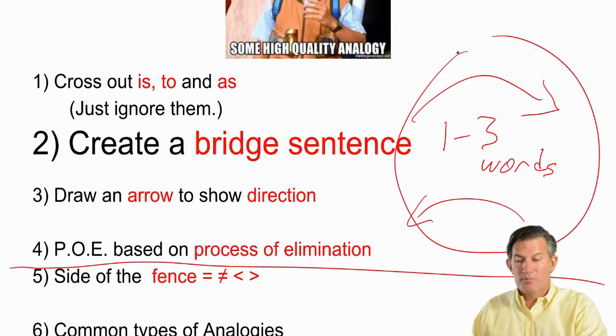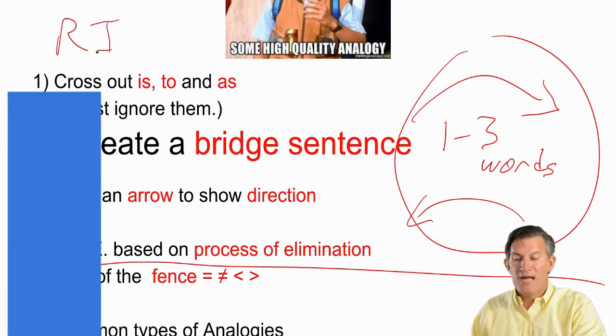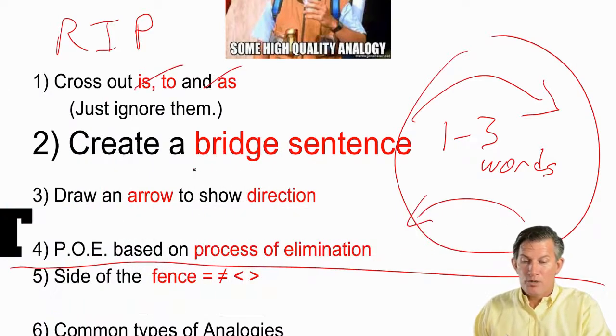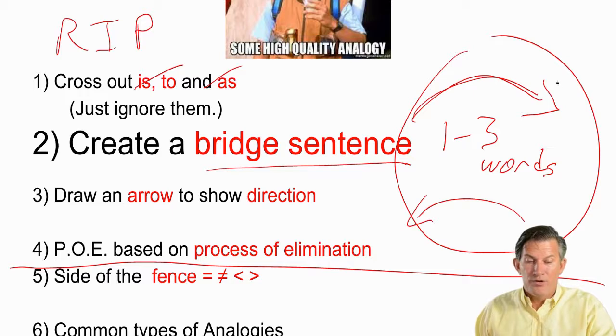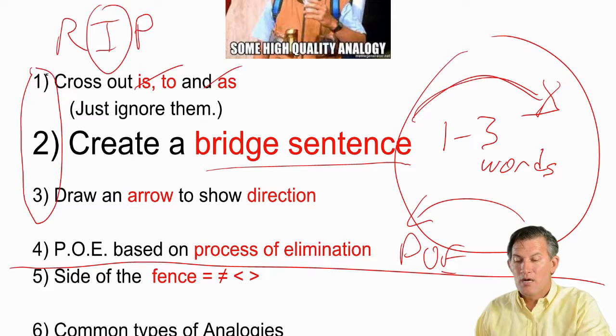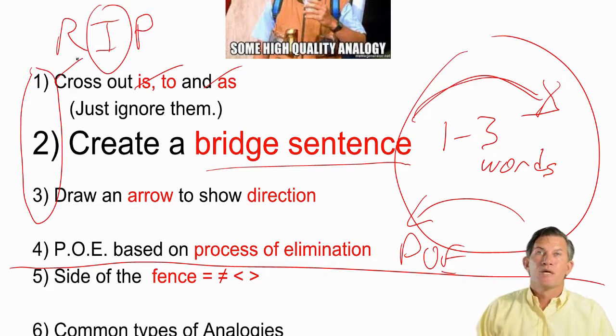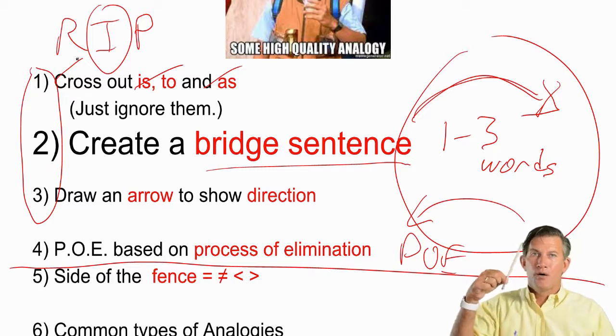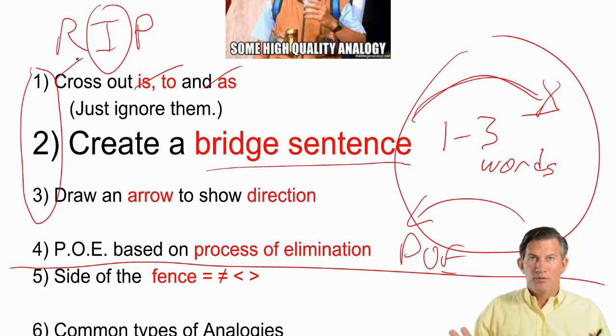Then once you do that, you're going to do the process of elimination based on your relationship, okay? So what does RIP stand for? Read, interact, and process of elimination. What are you supposed to do? You're supposed to cross out is, to, and as. You're supposed to create that bridge sentence in 1 to 3 words and then draw your arrow. Then do process of elimination, okay? These steps 1 through 3 are your interaction. That's what you're supposed to do with your pencil, okay?